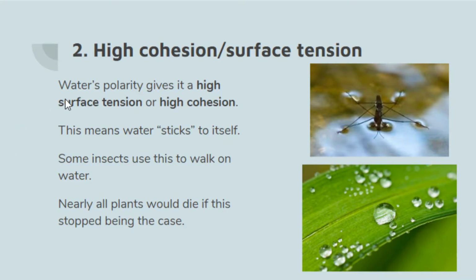So our second characteristic is that water has a high cohesion, which results in a high surface tension. This is again due to water's polarity. And this, in regular terms, means that water sticks to itself. It's got an attraction to itself. And some insects use this to walk on water. But maybe more fundamentally, nearly all plants would die if this stopped being the case.